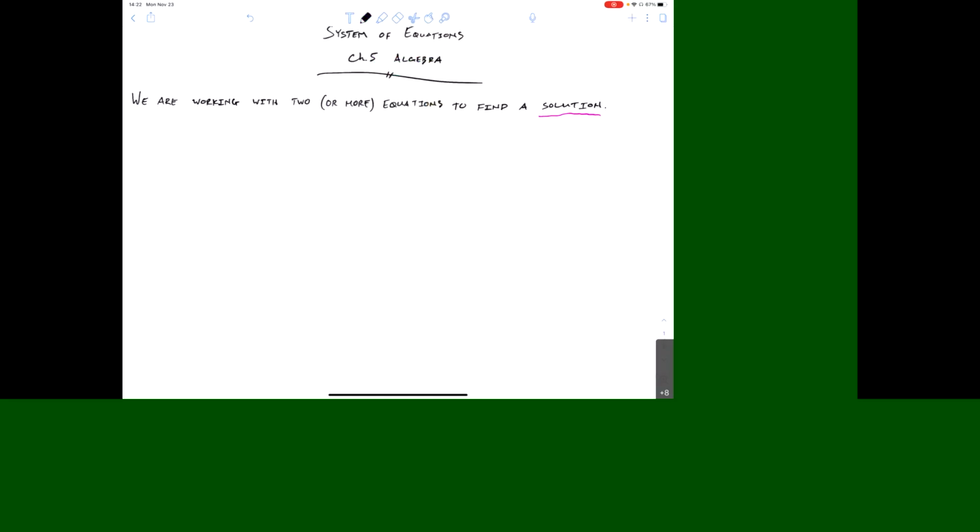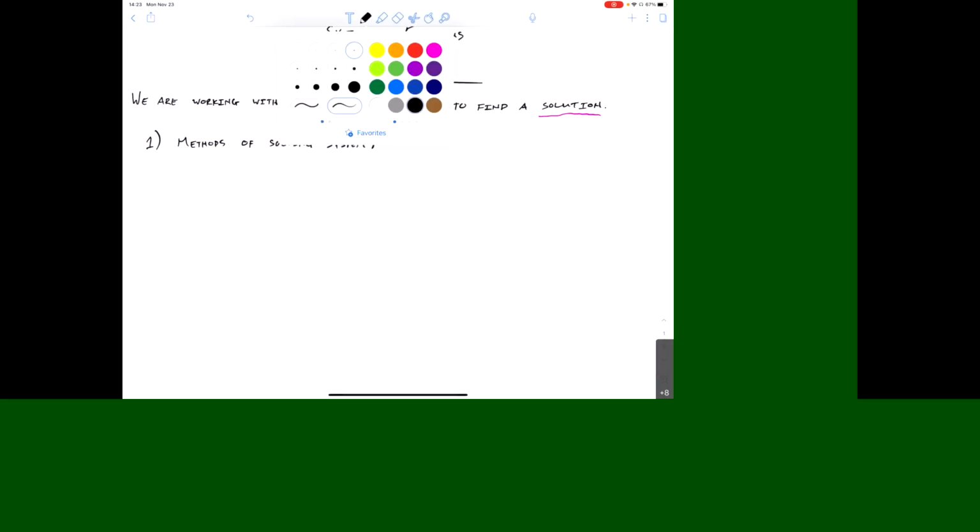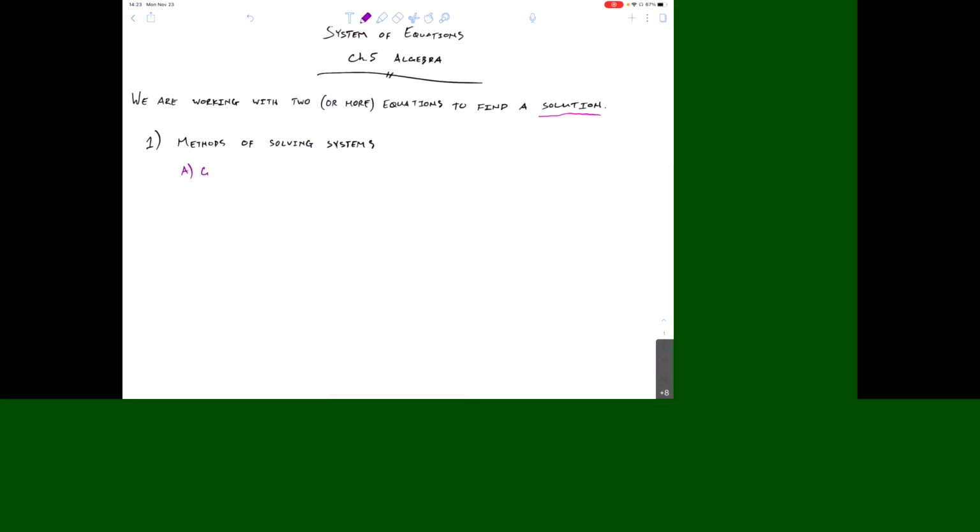I like this. So we're going to first worry about methods of solving systems. And within that, we have three of those methods. There's graphing, which we're going to go over today.